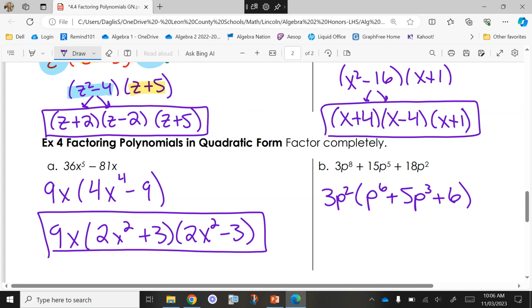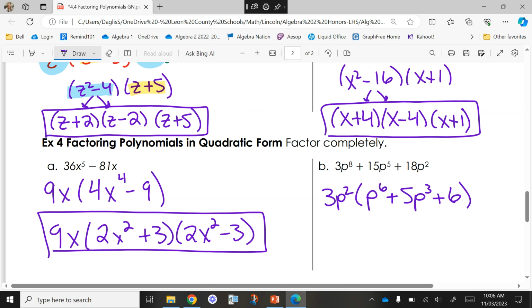It's not. Sum of cubes only comes from 2 numbers. So this one is a trinomial. There are 3 pieces. Okay. So we still look for what multiplies to give you 6 and adds to give you 5. Think about that first. 2 and 3 multiplies to give you 6, adds to give you 5.